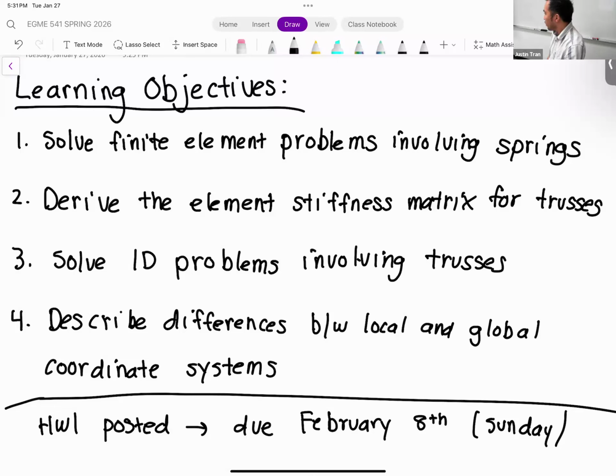Normally, I have homeworks due on a Friday, but I know for grad students, weekends are better for a lot of you to work, so that's why I have it due on Sunday, 11:59 p.m. Okay. All right. Any questions I can answer before we get started for today? Okay. All right. So let's go ahead and get started.